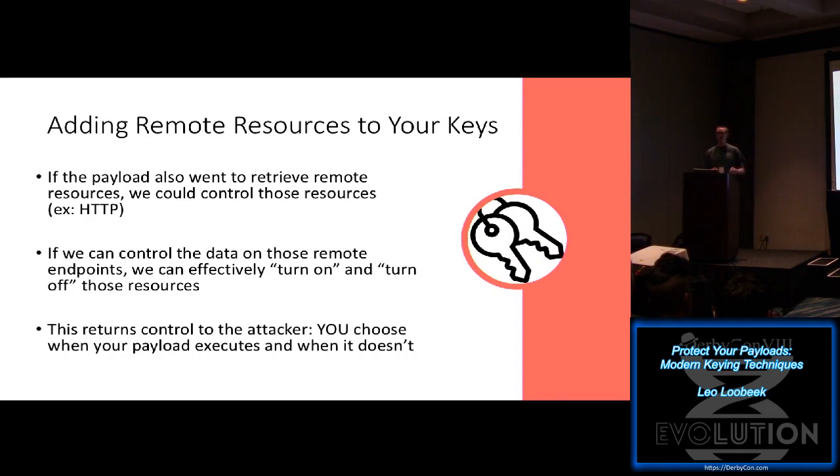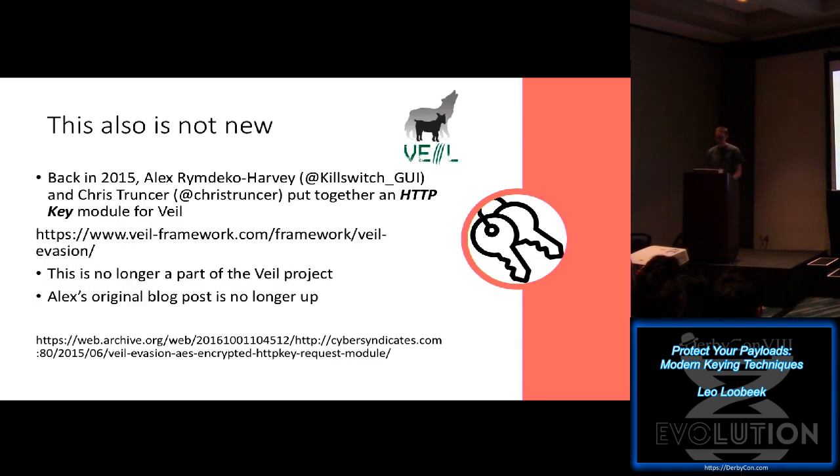And this is kind of where keying using remote resources comes into play. So basically, if the payload's reaching out to some remote resource to get its key, and that resource is something that I can control, well, then I can effectively decide when I want to send down the decryption key or not. So let's say, with HTTP, the payload would make a web request out to a web server that I own. I'll either decide to return the key or not to. So that brings me back in control of when that payload decrypts and executes. And basically, I can turn it on and off.